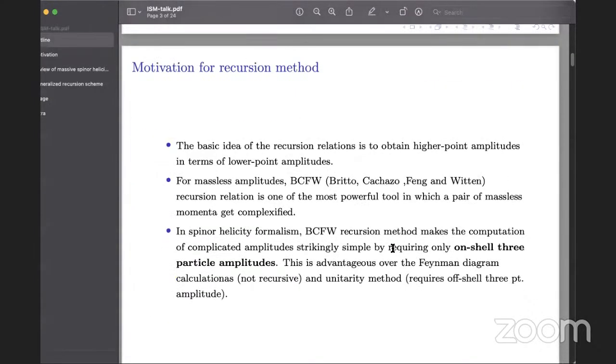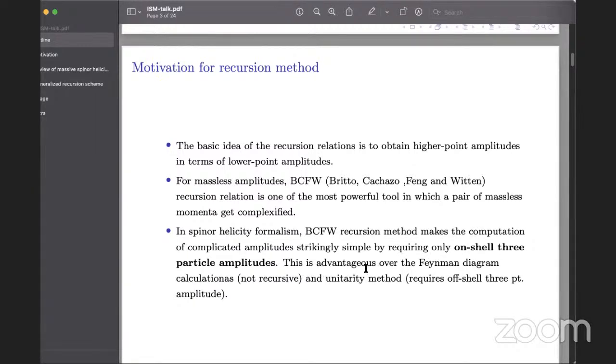Okay, so let me begin with the motivation for the on-shell recursion method. The basic idea of recursion relation is to obtain higher point amplitudes in terms of lower point amplitudes. For massless particle amplitudes, the BCFW relation is one of the most powerful tools in which a pair of massless external momenta gets complexified. In the spinor helicity formalism, the BCFW recursion method makes the computation of complicated amplitudes simple by requiring only 3-point on-shell amplitudes.